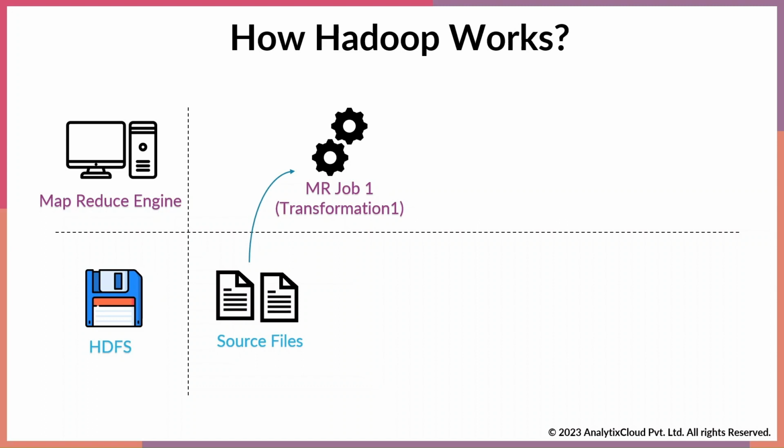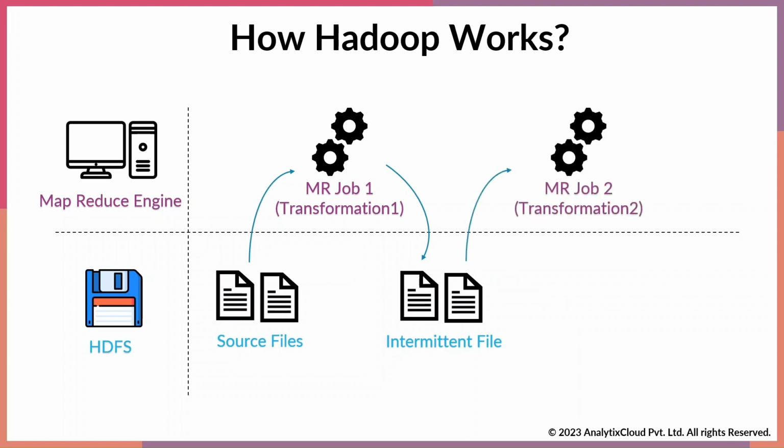Once it has done the filtering, it will store the intermediate file back to HDFS. Now, in order to perform the second task, which is an aggregation, there will be another MR job that will read this intermediate file and load the result back to HDFS, which is the final output which we wanted. So if we carefully notice, each MapReduce job is reading and writing to the disk. This is what is known as the disk-heavy architecture of Hadoop.